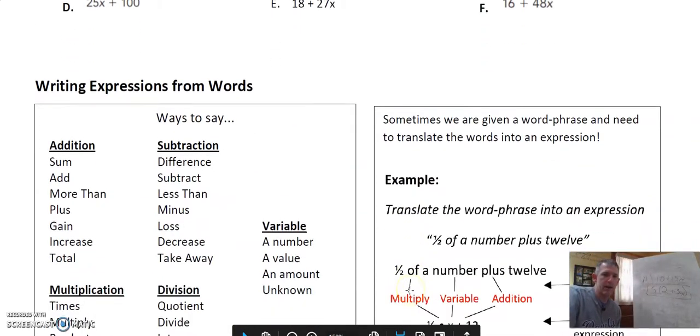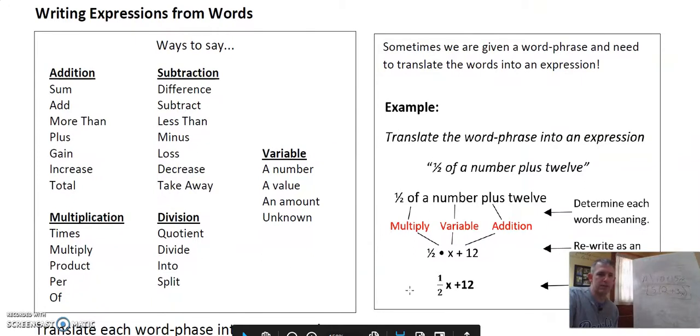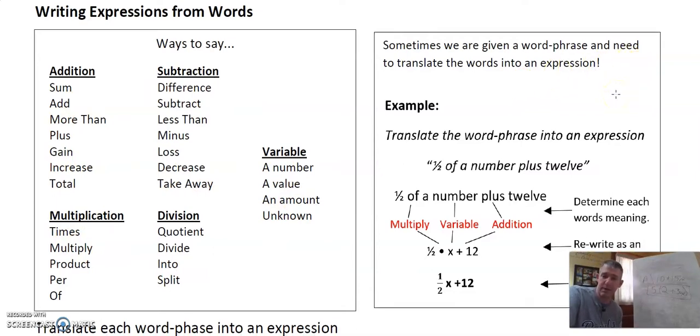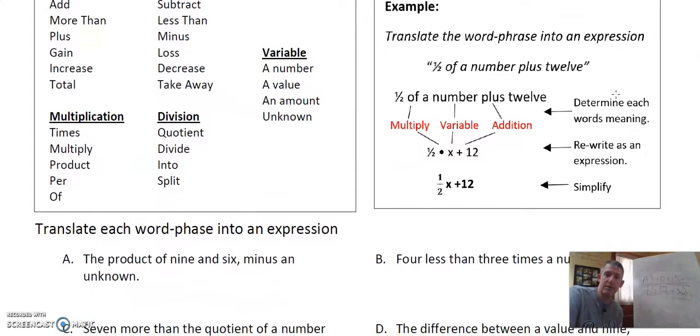Okay? All right, writing expressions from words, okay? A lot of words here that mean things like addition, subtraction, multiplication, division, okay? Or a variable, okay? Something we don't know. All right, so kind of use this code here as you translate. And we sometimes are given a word phrase, we need to translate it into an expression. So translate the word phrase into an expression.